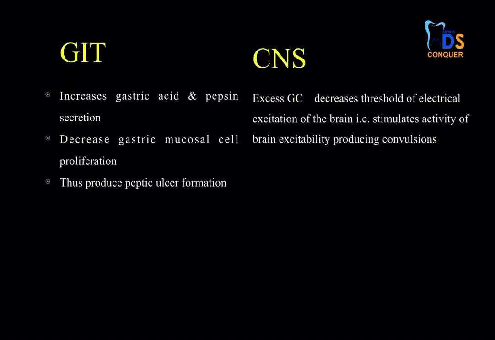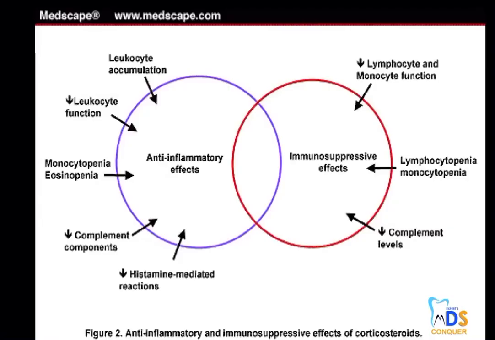Okay, so in the GIT, it increases the gastric acid and the pepsin secretion. It also decreases the gastric mucosal cell proliferation, which thus produces peptic ulcer formation if it is not within its limit. And on the CNS, excess glucocorticoids decrease the threshold of excitation to electrical stimulus of the brain, because of which it can produce convulsions. So these are the various pharmacological actions.